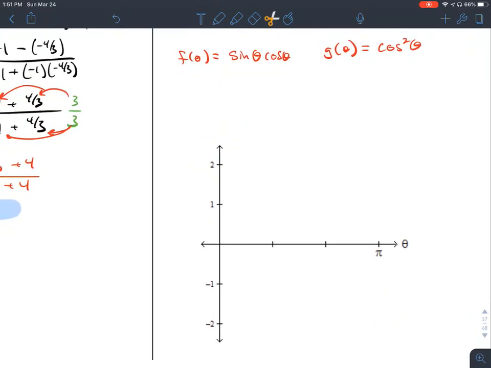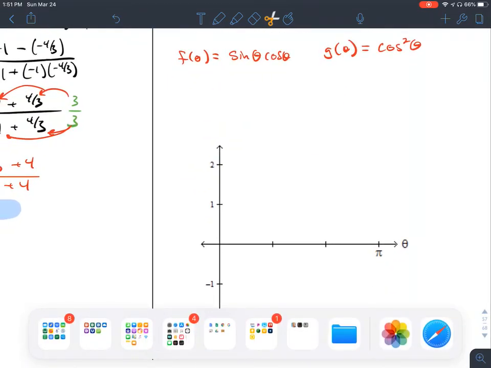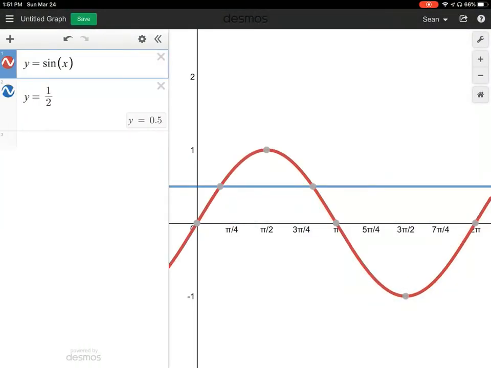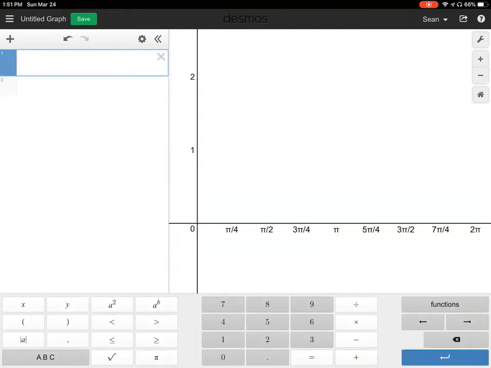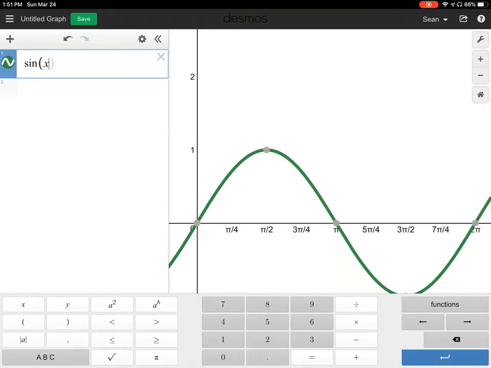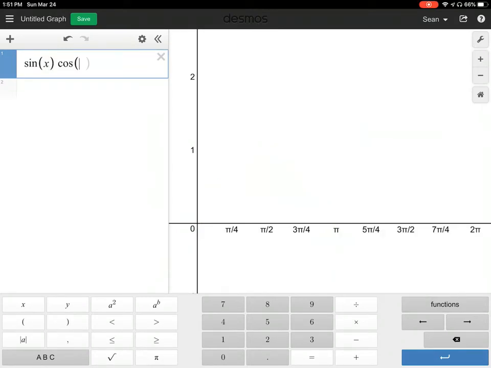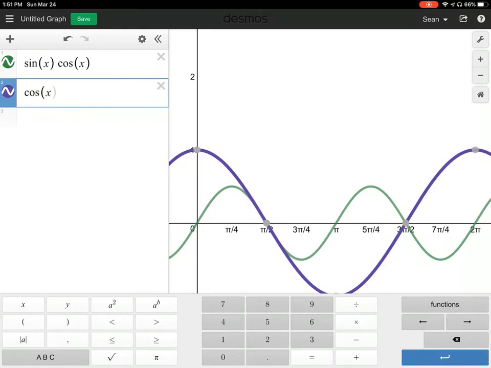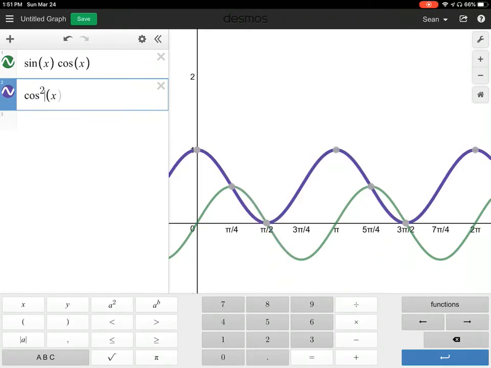So let me just give you the cheatingest way possible that I can do this, because, you know, it's what I do. So let's type into y1, first equation, which is sine of x times cosine of x. My second one is supposed to be cosine squared of x.